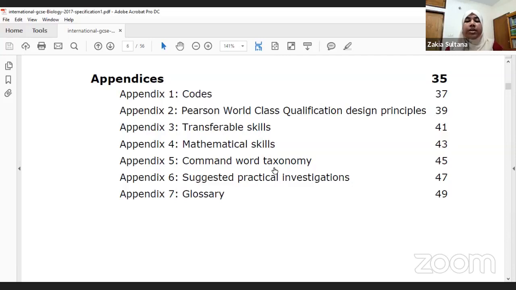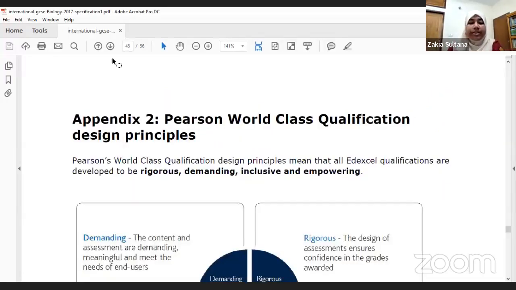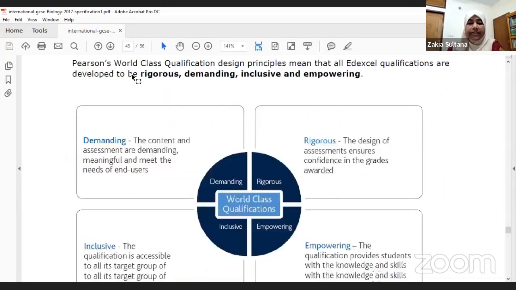Trust me, the students who have a good grasp over biology in IGCSE sometimes still miss out a 9 or an 8 from their grade sheet. And the main reason behind that is this Appendix 5. They haven't gone through this. So try to go through Appendix 5. What is important in this Appendix 5? Let's see.